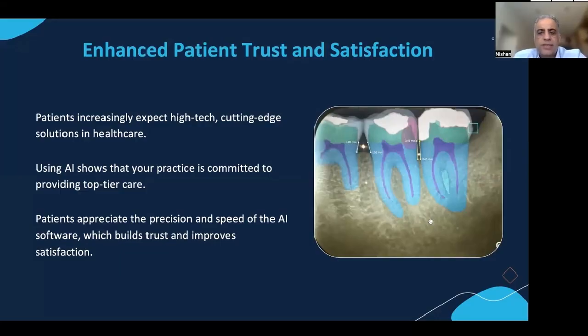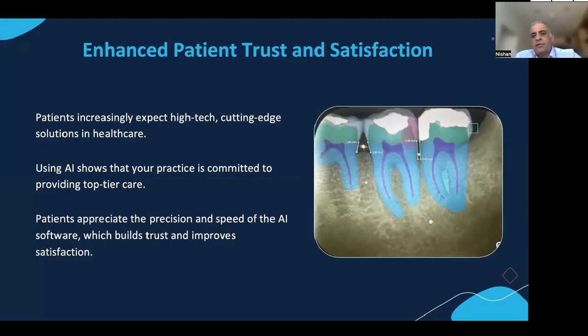So Pearl is another tool, and you'll find that once the patients have this visual aid, their trust and satisfaction with yourself is increased. It shows that your practice is committed to a top tier level of care. We found our patients have really appreciated the speed and the precision of the software, and they really do trust, and their satisfaction has improved.